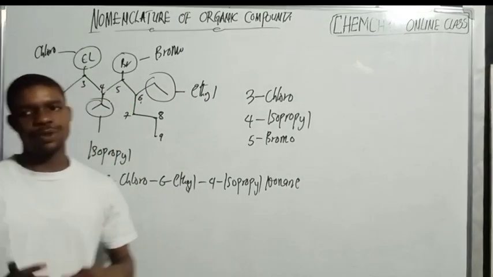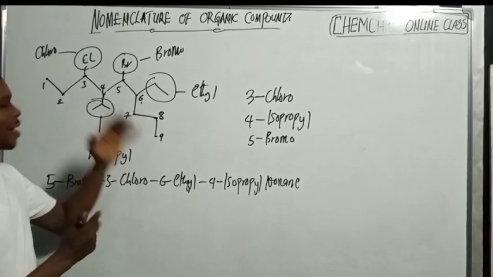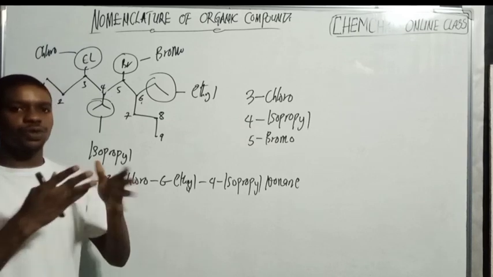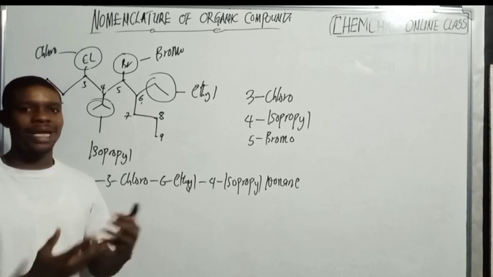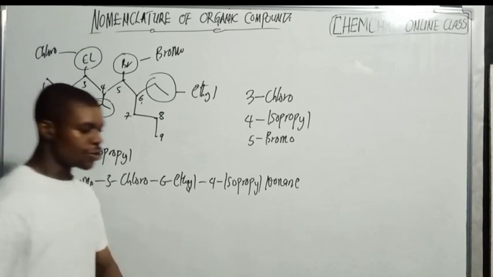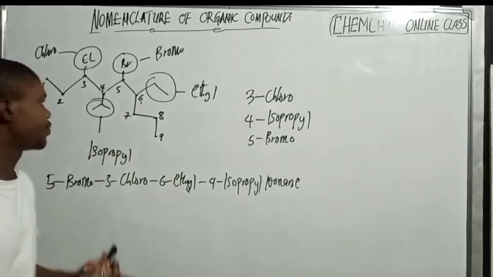So with this, you should be able to name any compound related to alkanes. We have done from simple to complex. So it's just for you to keep on practicing and master it. If you have any questions under the alkanes, you can leave them in the comment section and I will respond to that. So the next one I want to look at is the nomenclature of the alkenes.